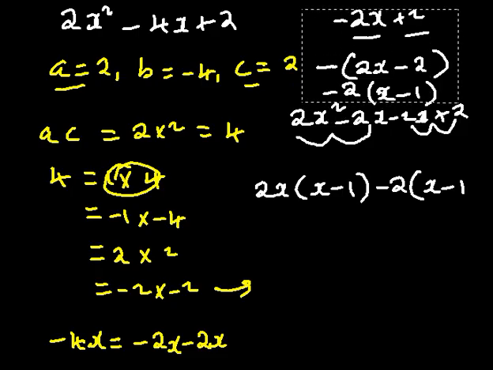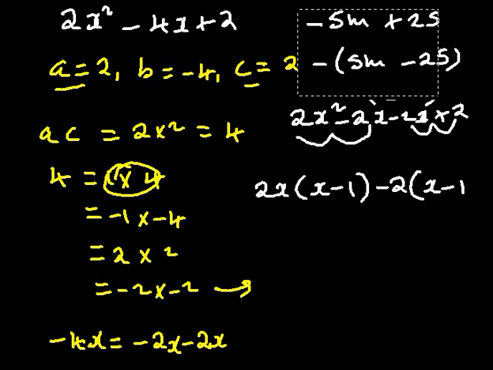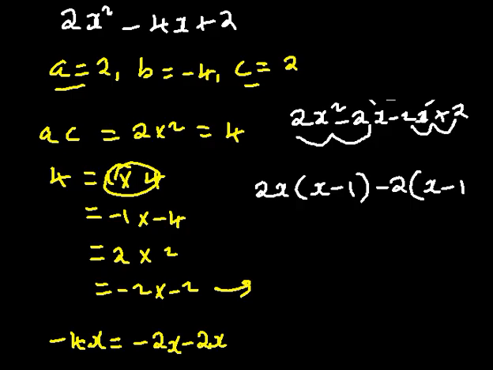And which means, let's say if you can have negative 5m, let's say plus 25. You should understand that this is the same as having negative 5m minus 25. So that is the same as that. That's how you should understand the principle behind this expression.